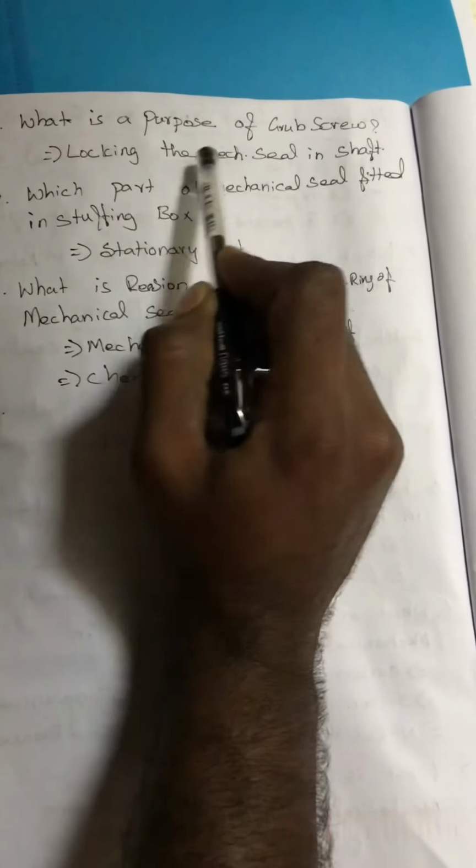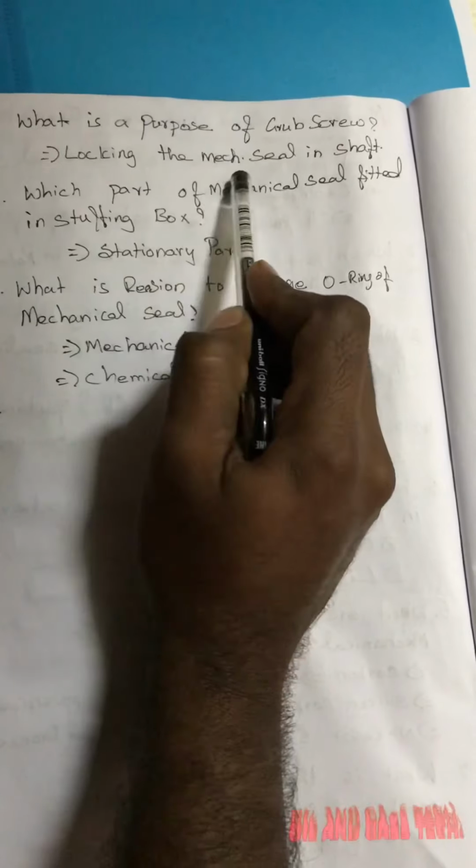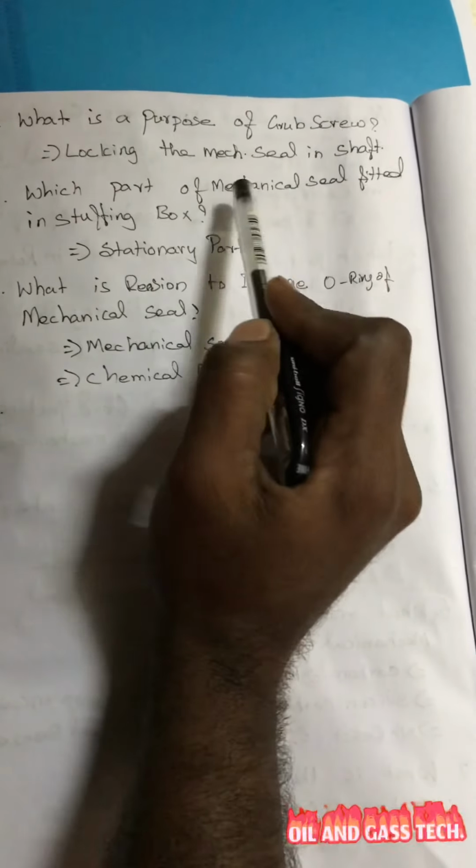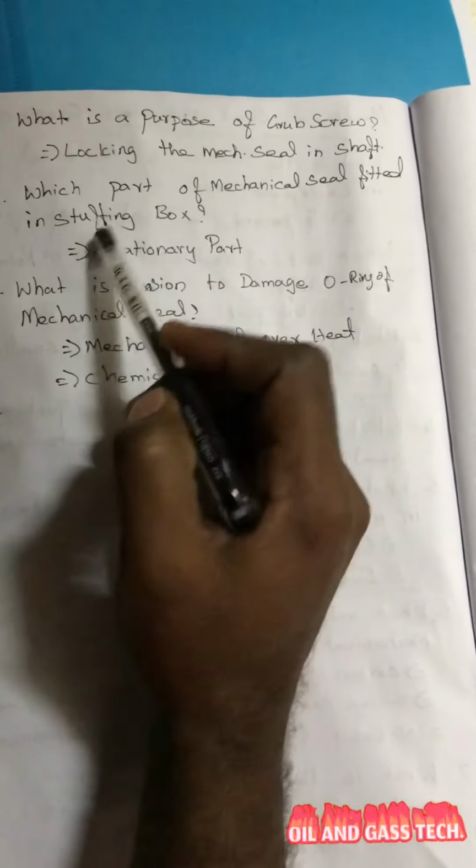Eighth question is, what is the purpose of grub screw? Locking the mechanical seal on the shaft. This is the purpose of grub screw.